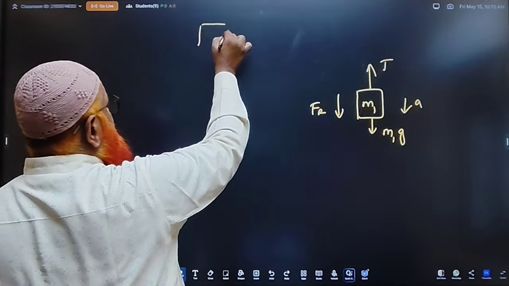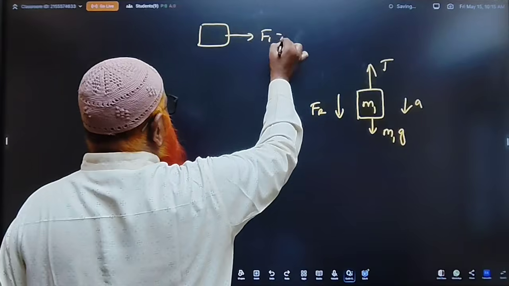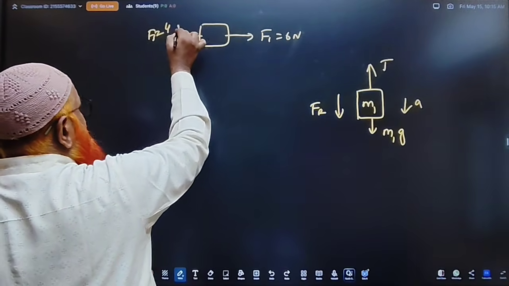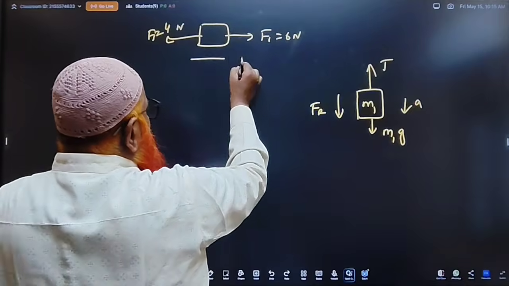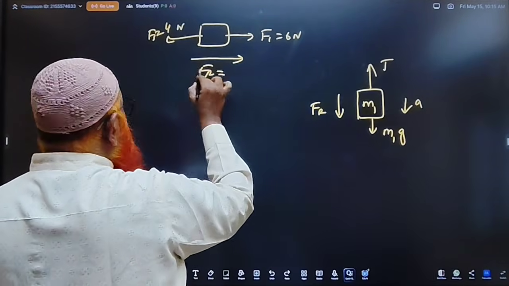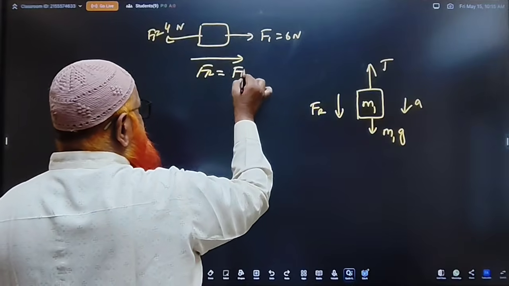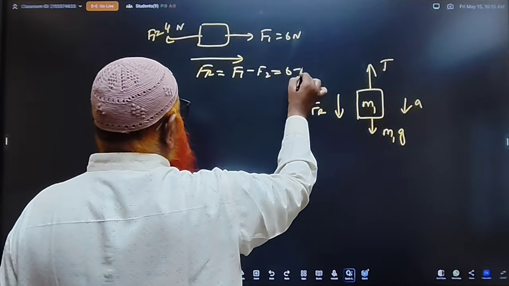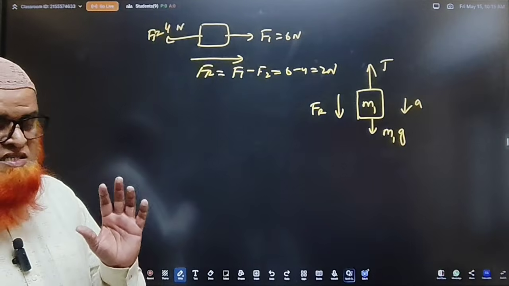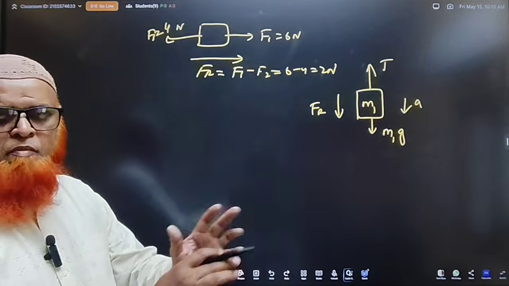What is the meaning here? I'll give one small example. I am applying a force of 6 newtons in this direction. I am applying a force F2, which is 4 newtons, in this direction. That means it is going to the dominating side. This side it will go. That is called the resultant force, which is the difference of these two, 6 minus 4, which is equal to 2 newtons. That is the meaning here. So the resultant force will always be towards the dominating side.